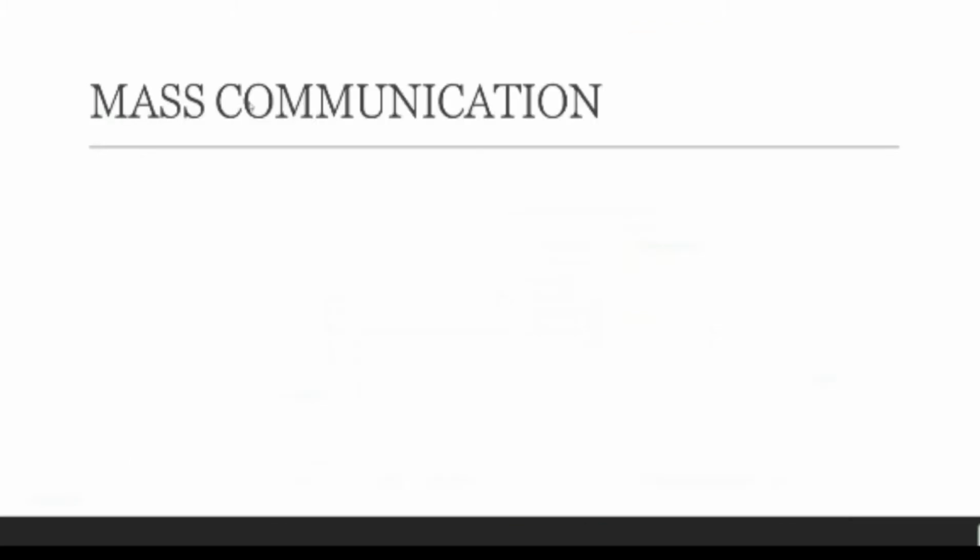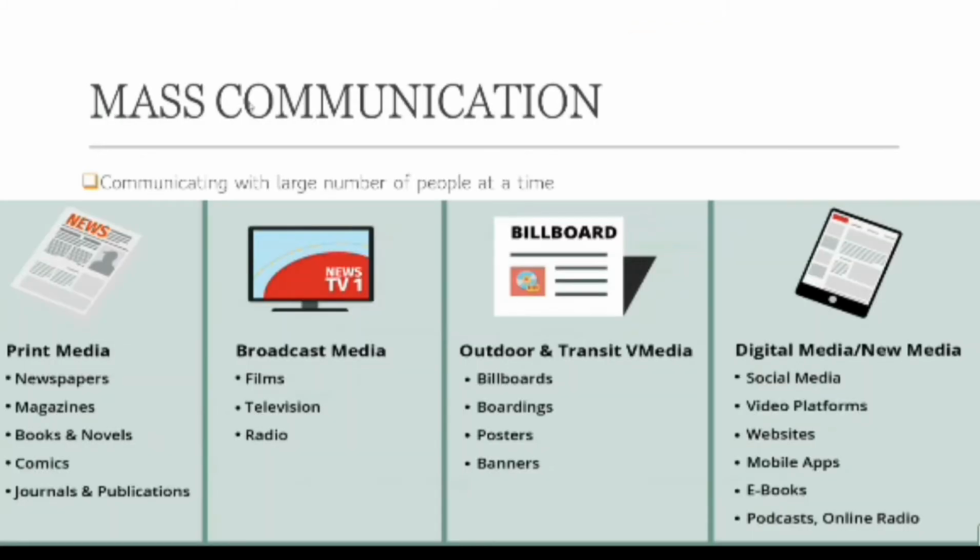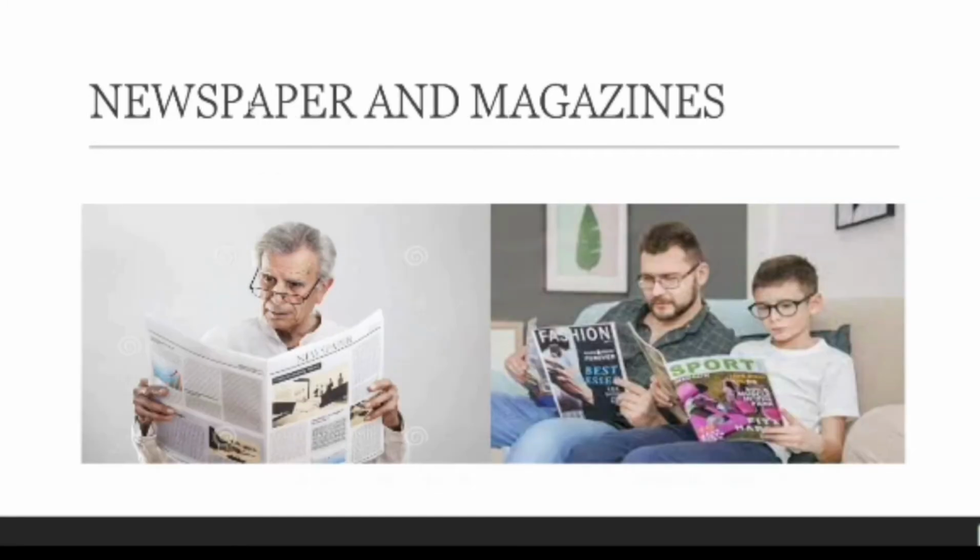Next is mass communication. Sometimes we have to communicate with large number of people at the same time. So how we do that? With the help of mass communication. It can be with the help of newspaper, books, magazines, billboards, radio, television, cinema, internet, advertisement. So all these are mass communication examples in which we are communicating with large number of people at the same time. Let's learn about them one by one.